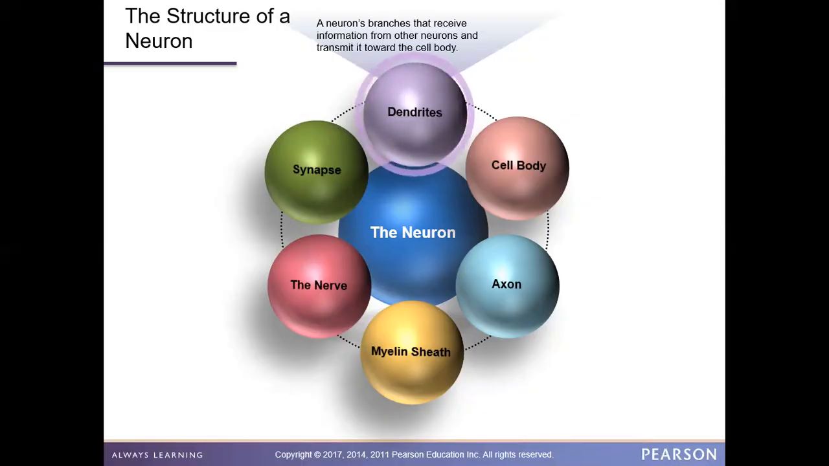First, there are the dendrites. These are the branches that receive information from other neurons and transmit it toward the cell body. So I'm a neuron, I'm going to get information. You might think of these dendrites as reaching out to other neurons. And as you reach out, you receive some neurotransmitter message, and it tells you what to do. So when we look at the nerve cell, the branches that branch out are the dendrites.